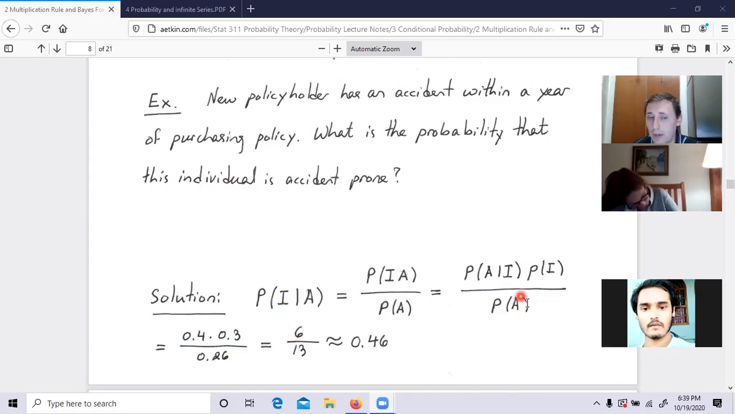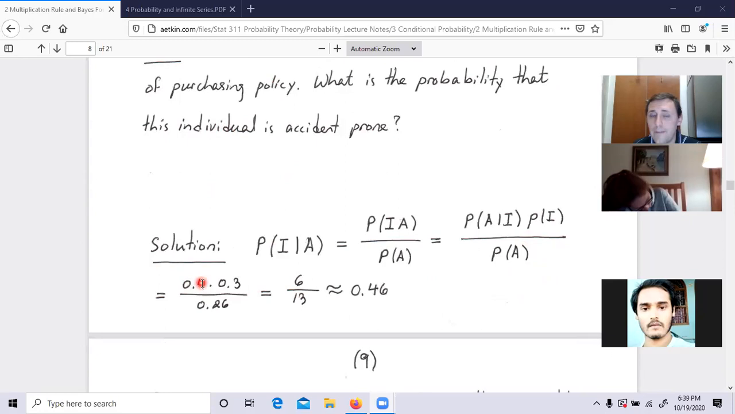So what we have is the numerator is 0.4, that's the probability of accident if a person is accident prone, multiplied by 0.3, which is the probability of being accident prone, divided by the probability of having an accident, which is 0.26. That ends up being 6 over 13, or about 0.46, so under 50%. Okay, so Chabeli, you are right. Do you understand how I got it, guys?